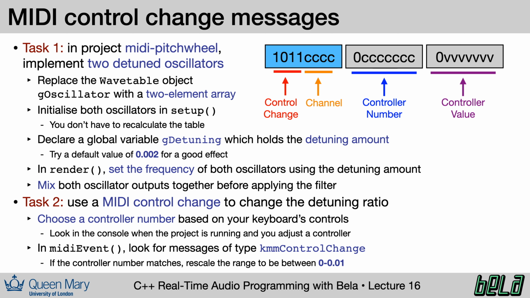You'll then need to check whether the controller number matches the control that you just decided to use. If the controller number matches what you want to use for detuning, then rescale the controller value from a range of 0 to 127 to a range of, let's say, 0 to 0.01, and store that inside the variable gDetuning. Once you've done this, you should find that you can change the detuning ratio between the oscillators by turning the controller on your keyboard. Pause the video here.